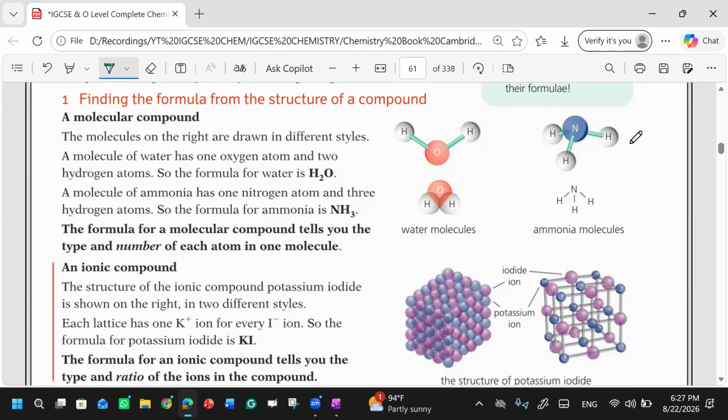Maybe because ammonia needs three hydrogens. Ammonia is in group number 5. So it needs 3 electrons to get an octet. So it will share with three hydrogens. The hydrogens will share their electrons with the nitrogen, one by each hydrogen, right? Okay. The formula for a molecular compound tells you the type and number of each atom, right?